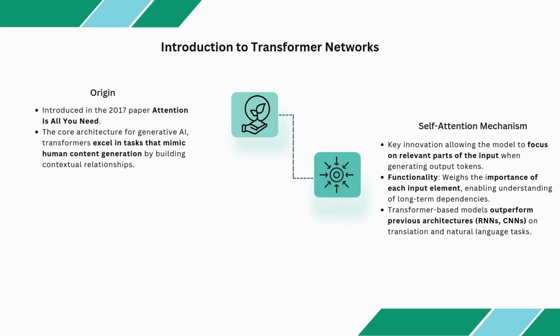What is that? Let's understand it. It's a key innovation allowing the model to focus on relevant parts of the input when generating output tokens. And what's the functionality? It considers the importance of each input element, enabling understanding of long-term dependencies. And because of this, transformer-based models have outperformed previous architectures like RNN and CNN on translation and natural language tasks.